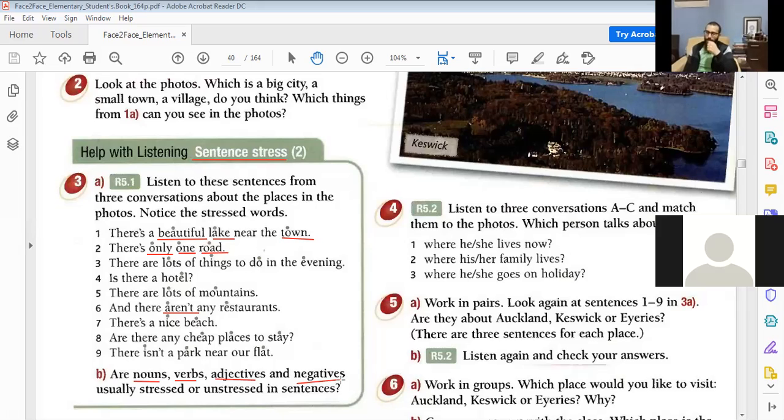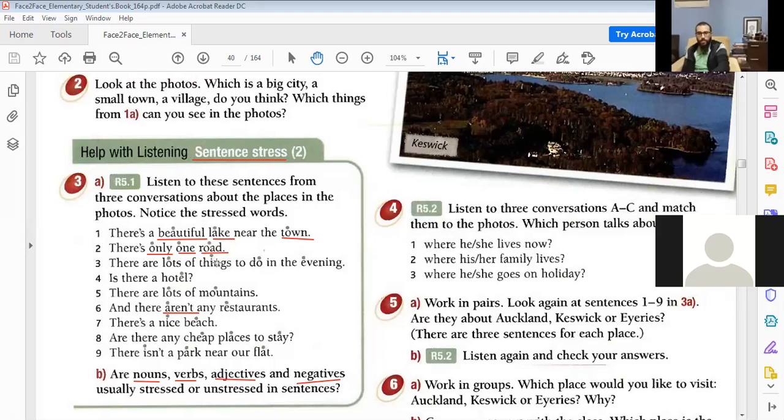Usually native speakers stress these words because they're important for the meaning of the sentence. They're usually the words most connected to the meaning. So they stress them and they sound clear. You can hear them clearly. But other words, sometimes they're not very clear. For example, there's, it's very quick. They say it very quickly. There's only one road.